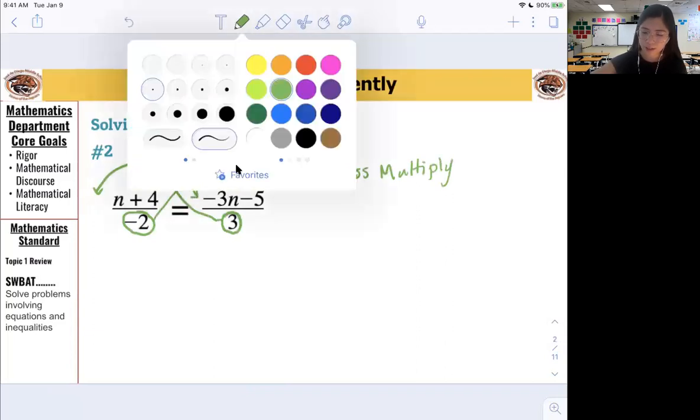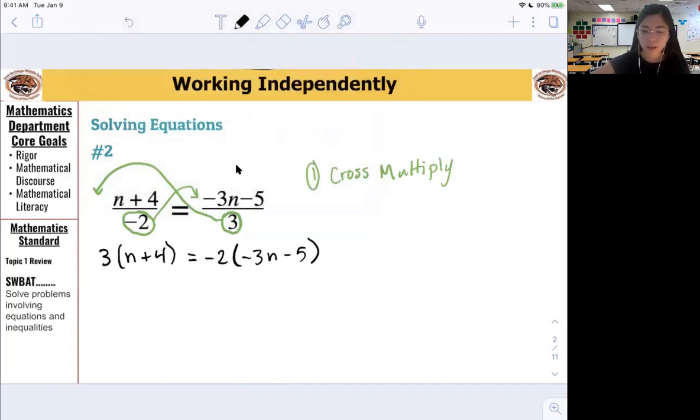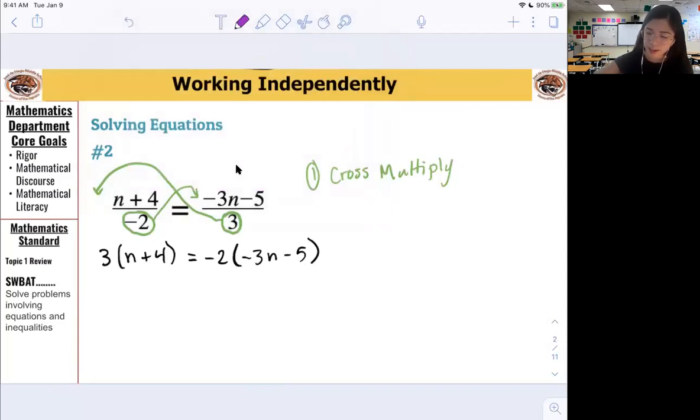So I've got that. Let me rewrite it. So now that 3 came up here. So I have 3 times n plus 4. And that negative 2 is now over here. And I've got my new equation. So I got rid of my fractions, but now I've created a new problem for myself, which is that I have parentheses. And as we know, to get rid of parentheses, we distribute.